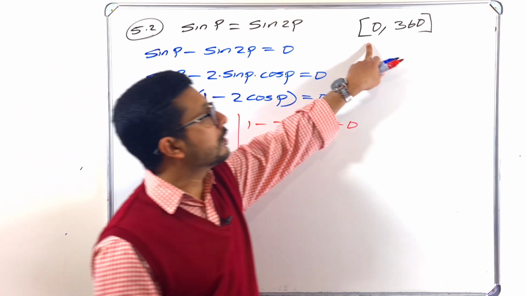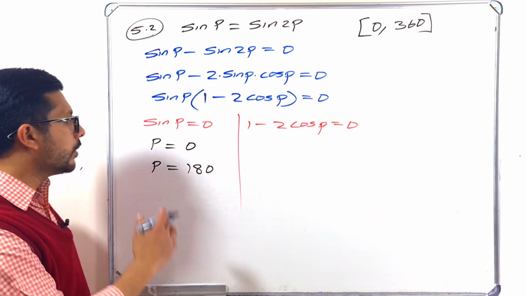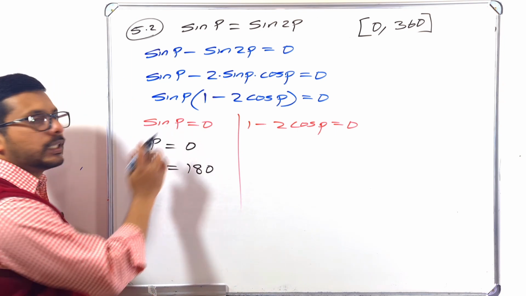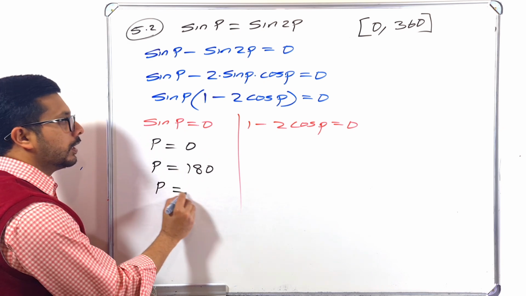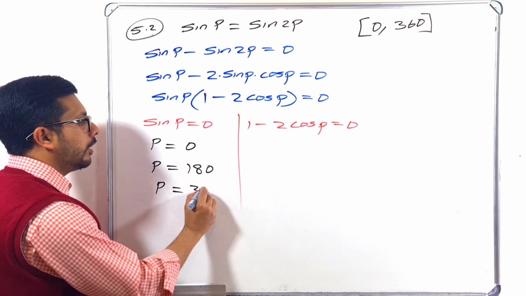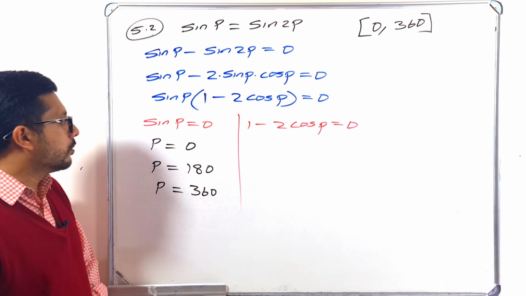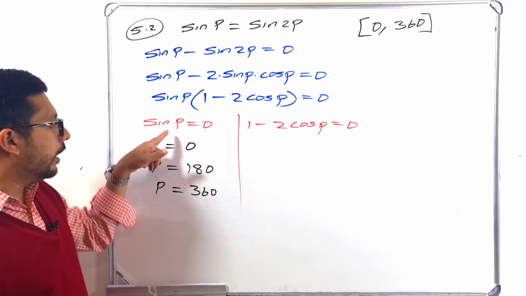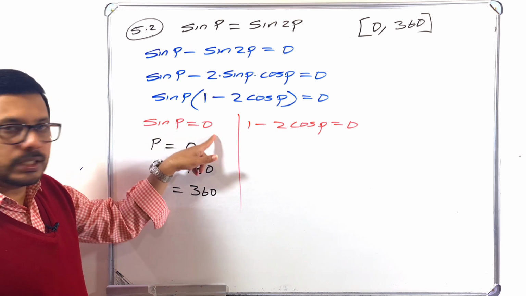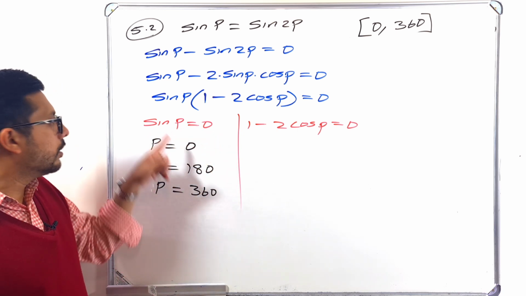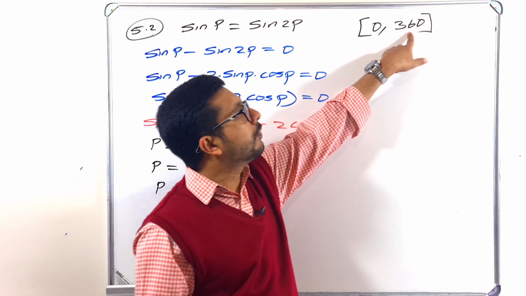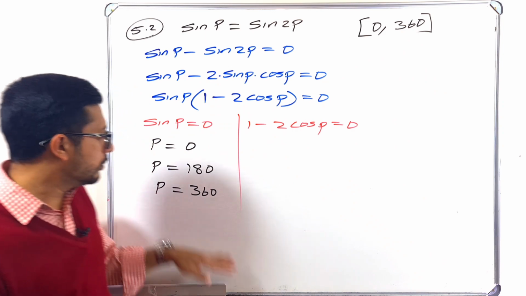Look at the domain 0 to 360. So I'm going to add another 180. That means 180 plus 180, 360. Check what is sin 360 in your calculator. Sin 360 is also 0. So P can be 360 also. So sin P is equal to 0 means that either P can be 0, sin 0 is 0, or P can be 180, sin 180 is 0, or P can be 360, sin 360 is equal to 0. We don't want to take any other values because here the maximum value is 360. So we just take up to there.